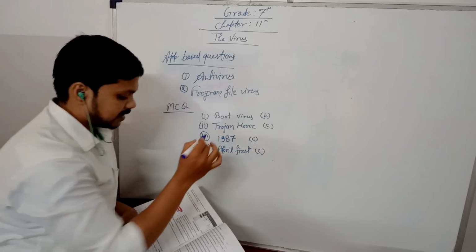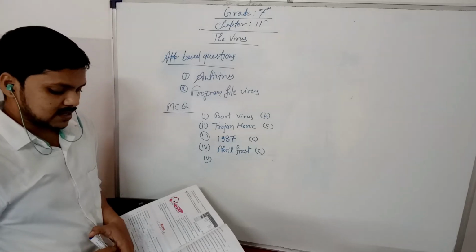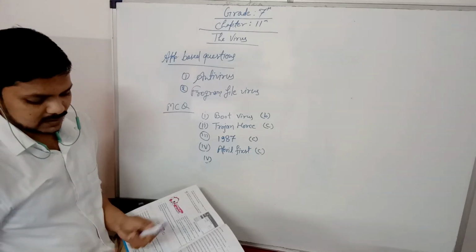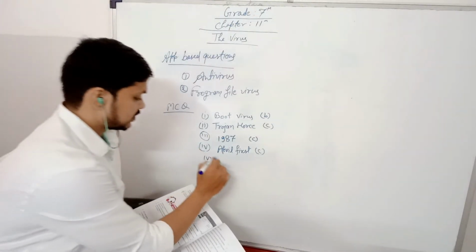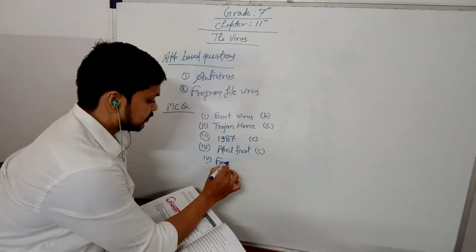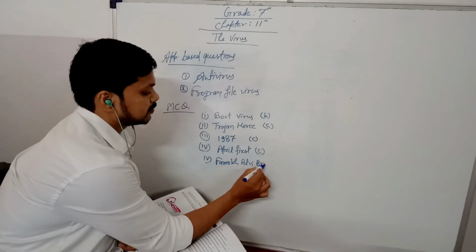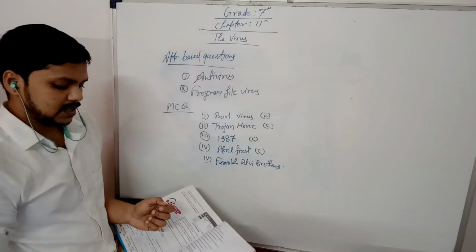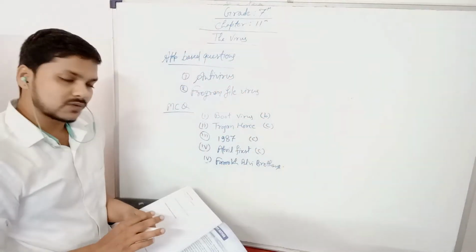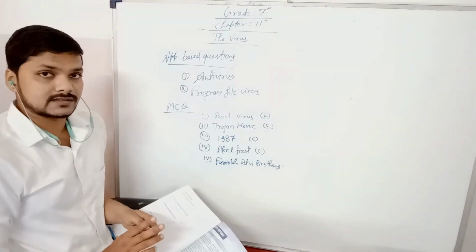Now for fifth we are reading, who released the first PC virus? Again C option. First PC virus is released by Farooq Alvi Brothers. Right here, Farooq Alvi Brothers. Now open next page. If you solve the question answers of this page, that is at page number 116.